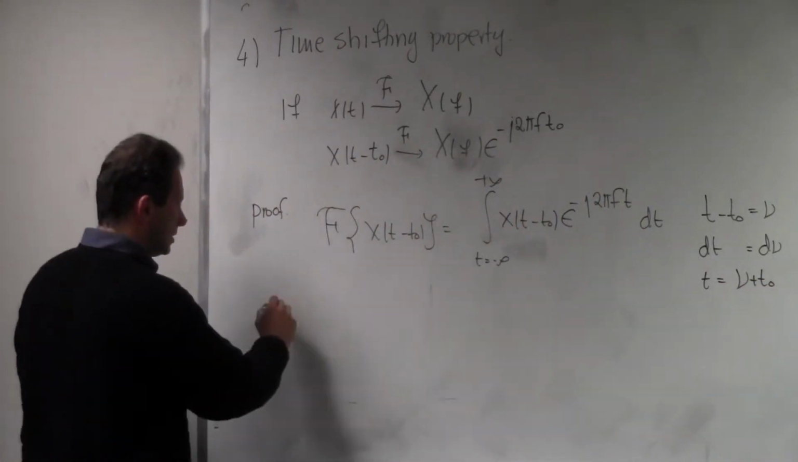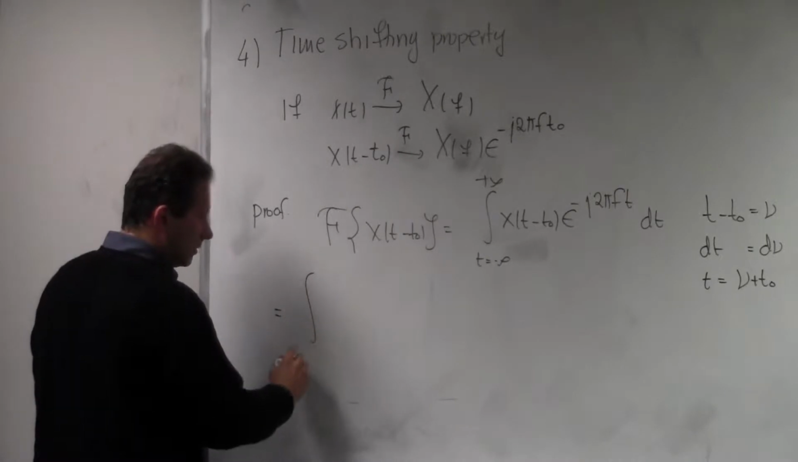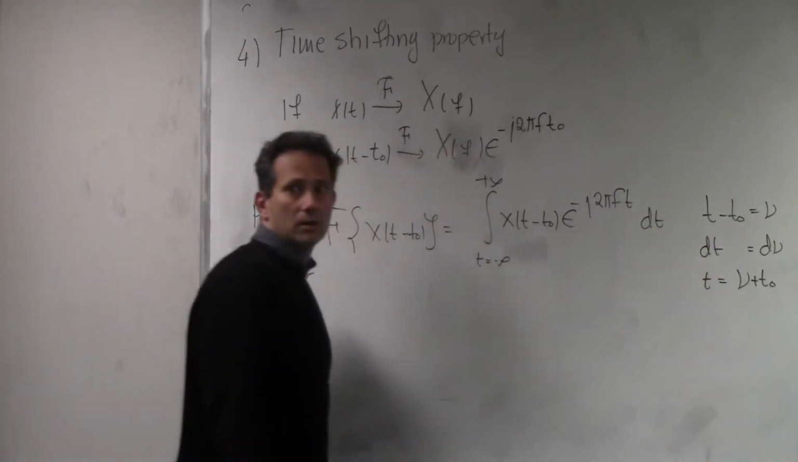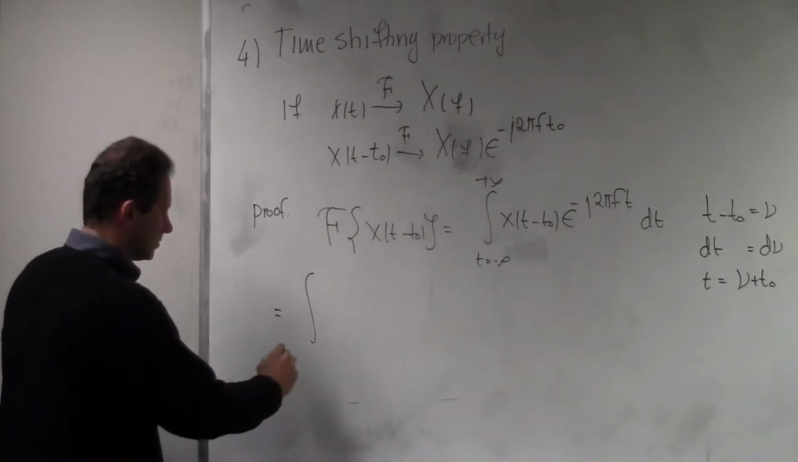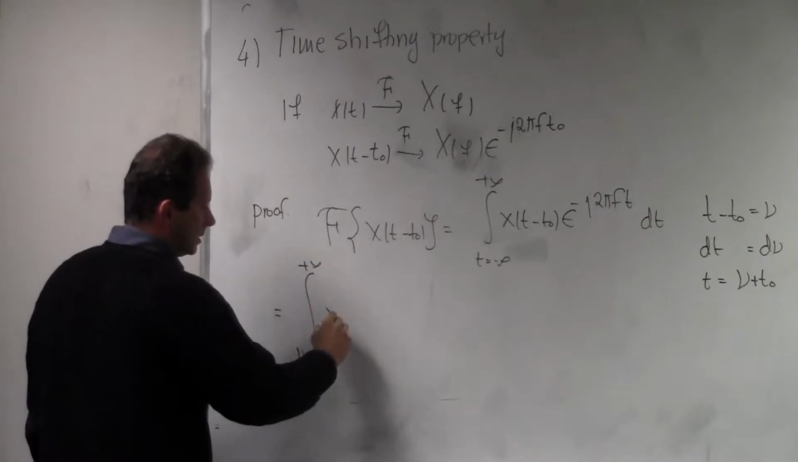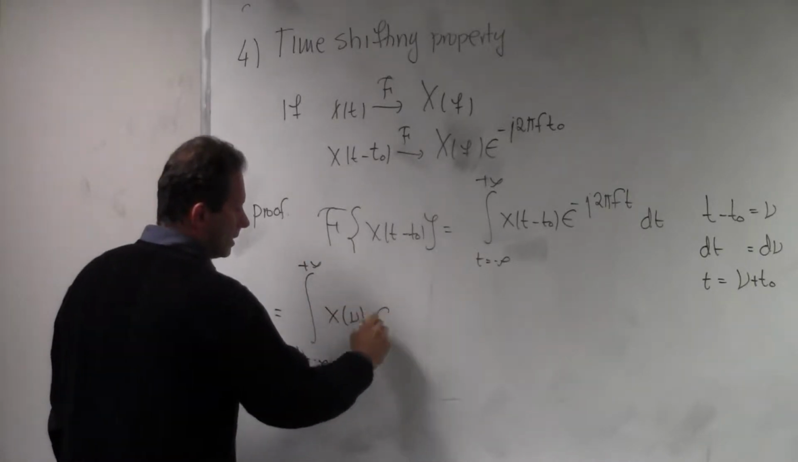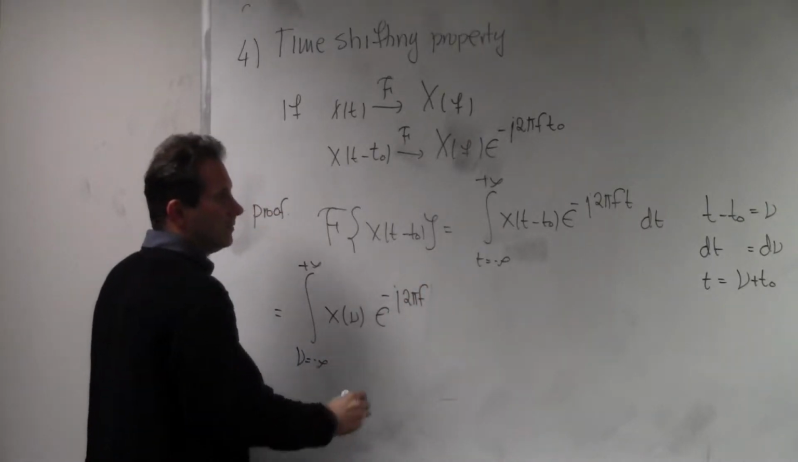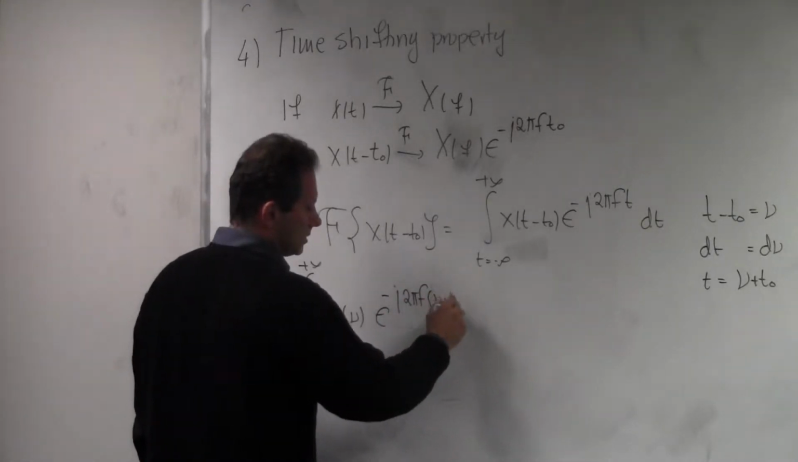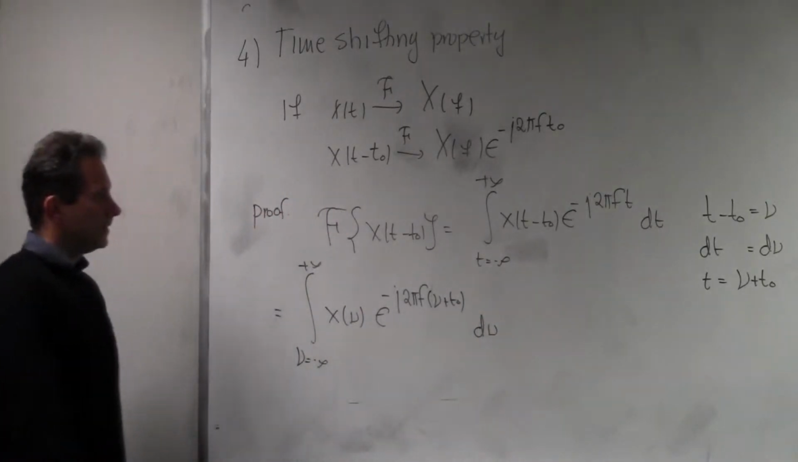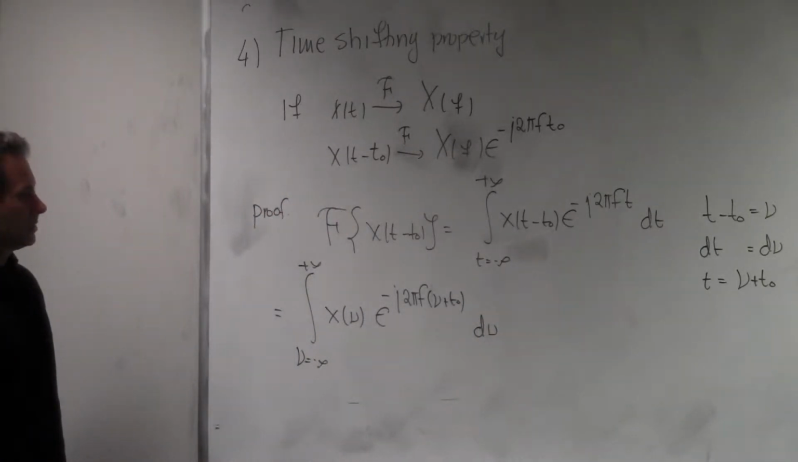So now this integral becomes, when t is in minus infinity, where is nu? Nu is in minus infinity as well. So nu goes from minus infinity to plus infinity, x of nu e to the minus j 2 pi f, and instead of t, I have nu plus t0, and then d nu. Just doing the substitution.